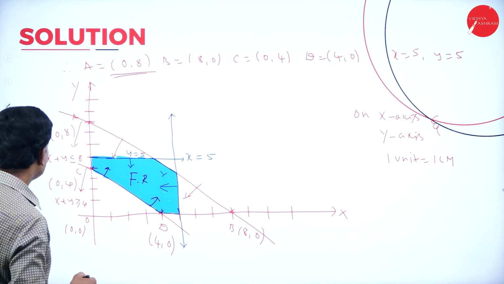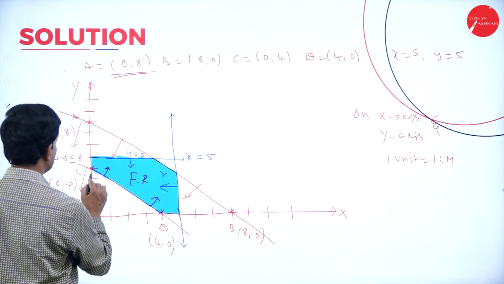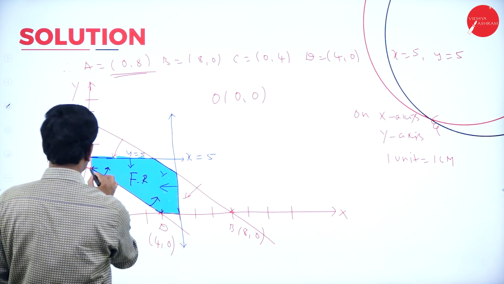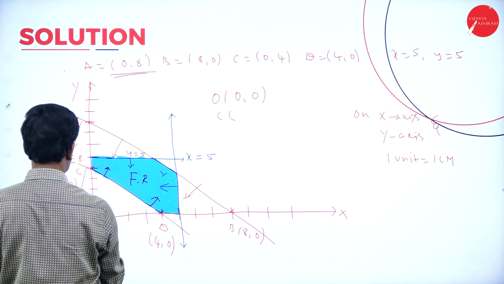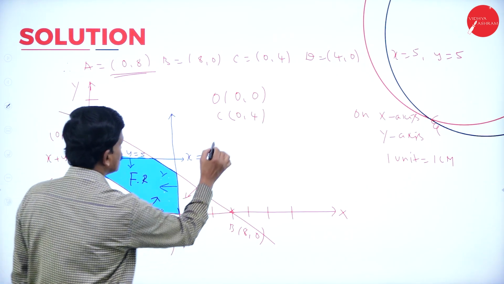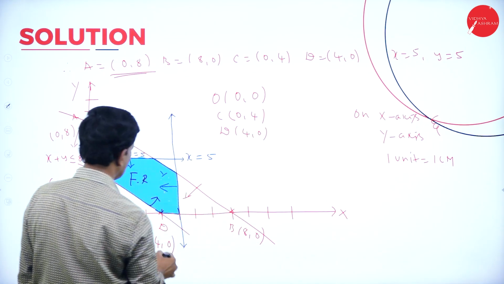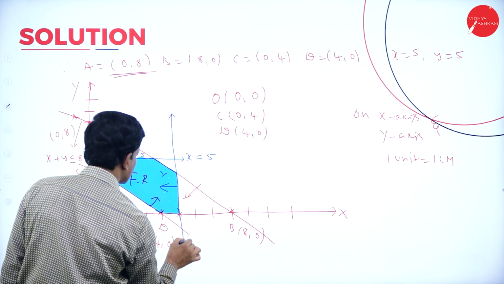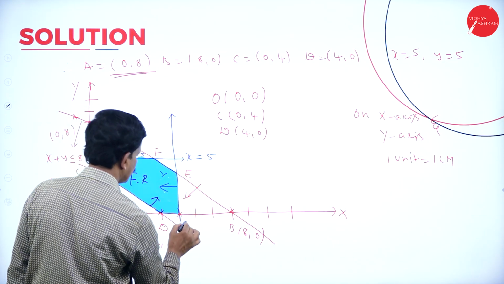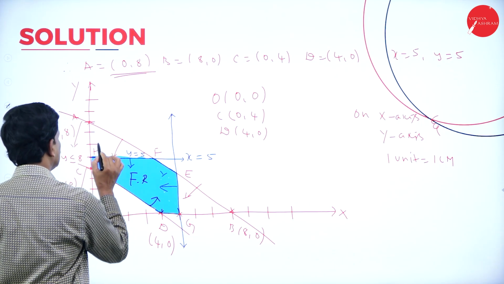Now what are the points? What are the corner points? Now we are getting here. So the corner points are, let us represent this. This is O (0, 0) and again C. What is C? C is equal to (0, 4). Then D, here D it is. D is (4, 0). Let us represent A, B, C, D. This is E, this is F, this is G and this is H. Okay, these are the corner points.